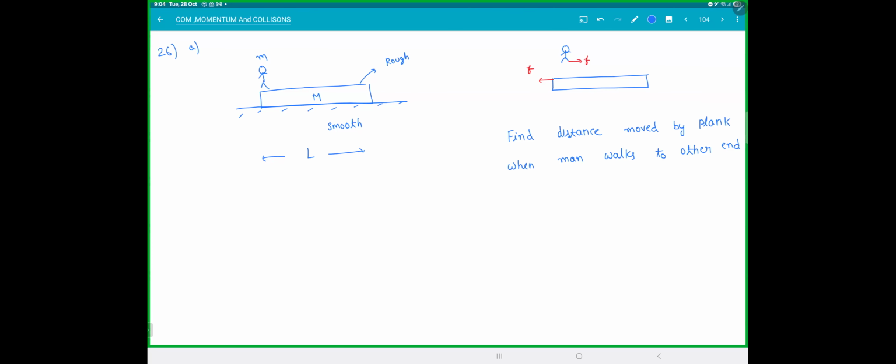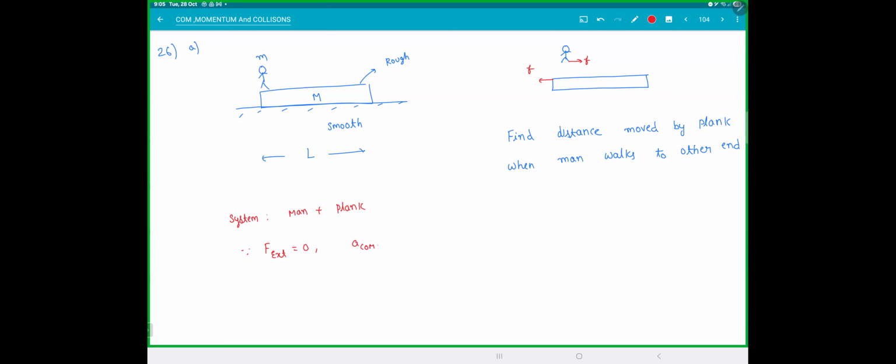Listen, first thing, few things here. When the man is walking on the plank, my system is the man plus plank. Are there any forces on the system? So your system is man plus plank. So whatever friction is between them is internal because ground is smooth.